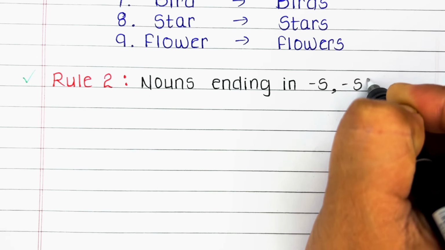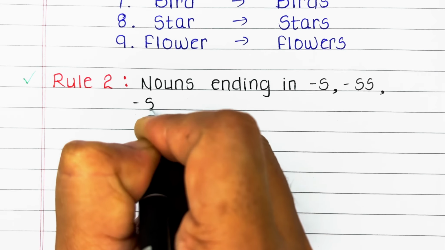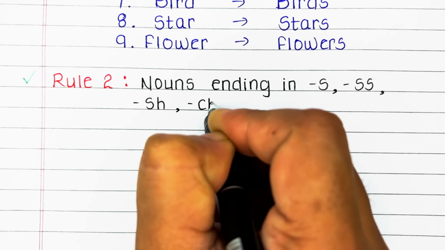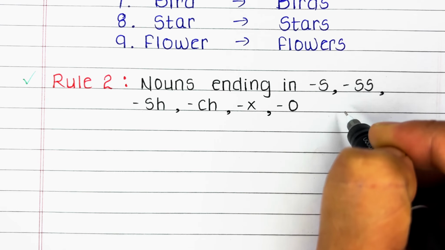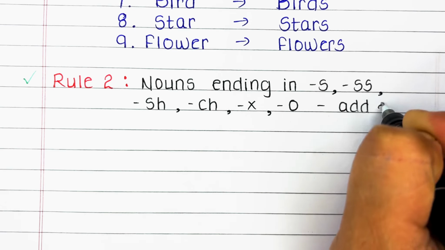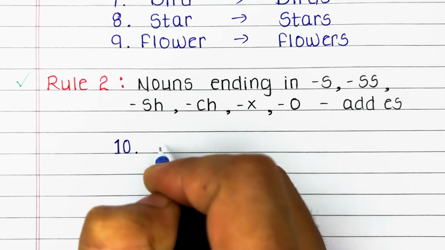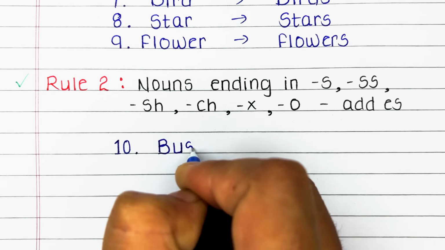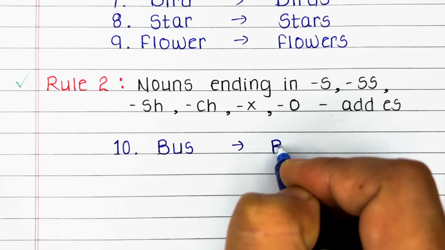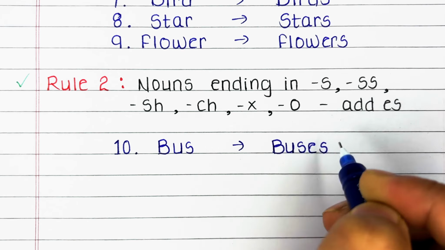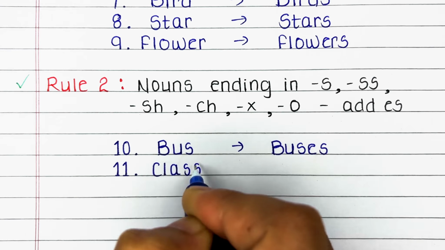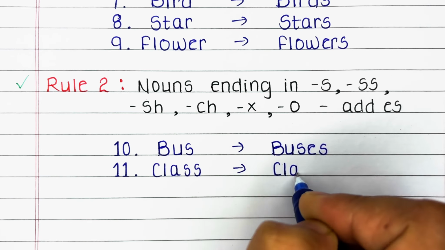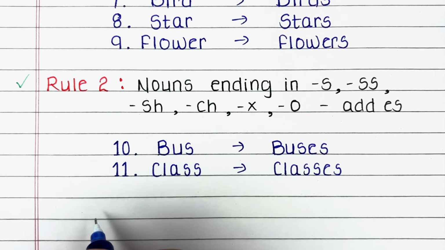Next, rule number 2. When a noun ends in s, double s, sh, ch, x or o, we can convert its singular form into the plural form by adding es at the end of the word. For example, our first word is bus. Its plural will become buses. As you can see, we have added es at the end of the word.